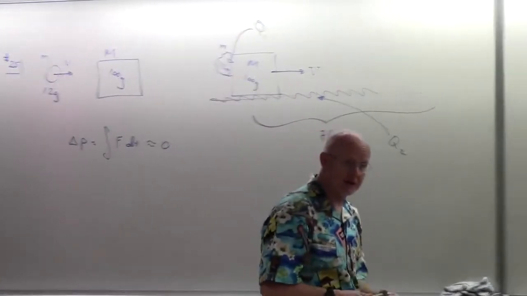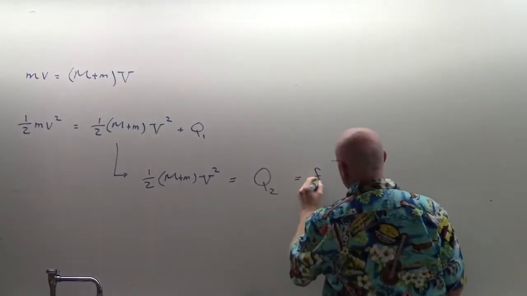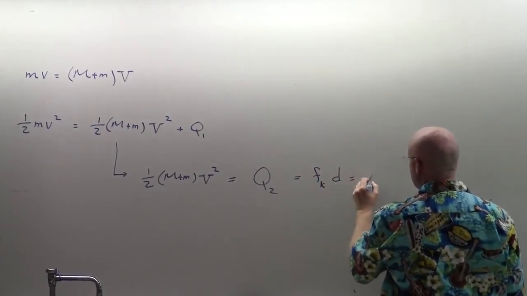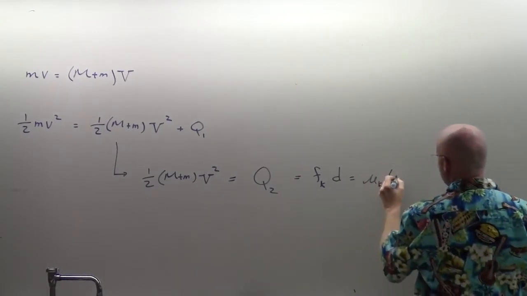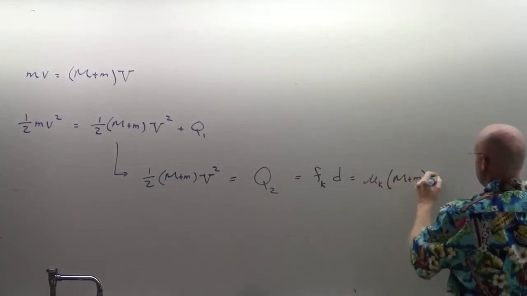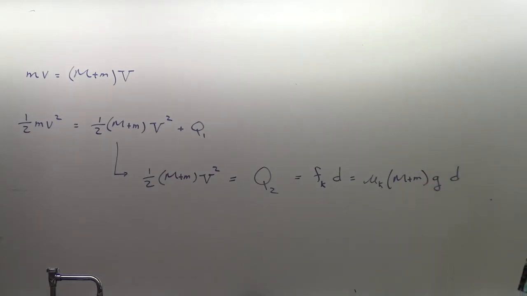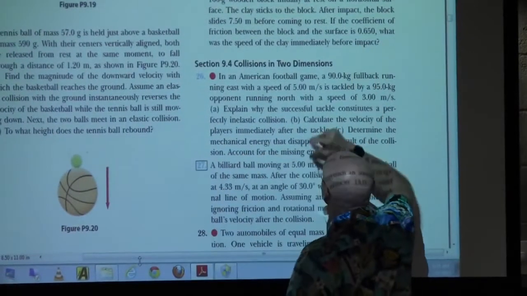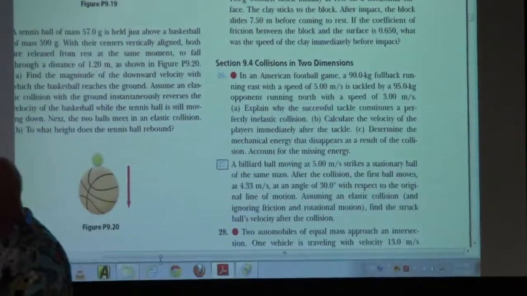And in fact, taking this one step further, I can say the heat for number two is the kinetic friction times the distance it travels. And the kinetic friction is the coefficient of friction times the normal force times the distance it travels. And I think they've given me enough information to plug that one in here, right? They've given me the coefficient of friction, they've given me the masses, and they've told me how far it goes.